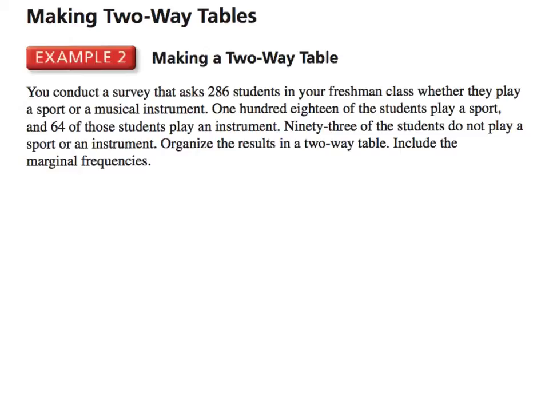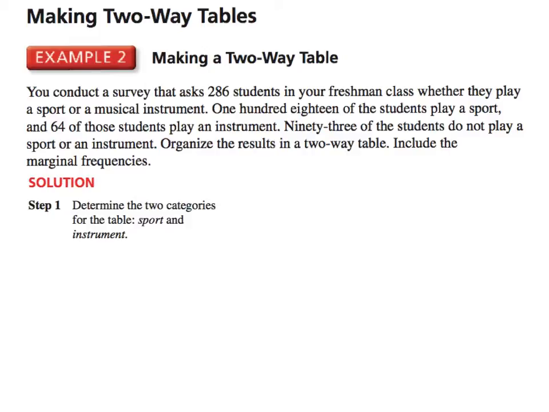So let's make a two-way table. You conduct a survey that asks 286 students in your freshman class whether they play a sport or a musical instrument. 118 of the students play a sport, and 64 of those students play an instrument. 93 of the students do not play a sport or instrument. Organize the results in a two-way table. Include the marginal frequencies.